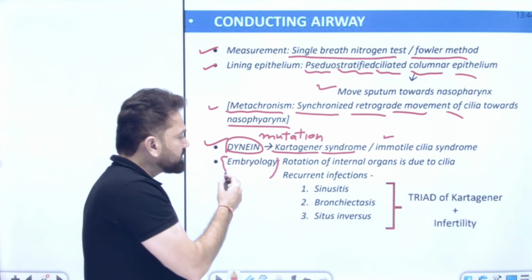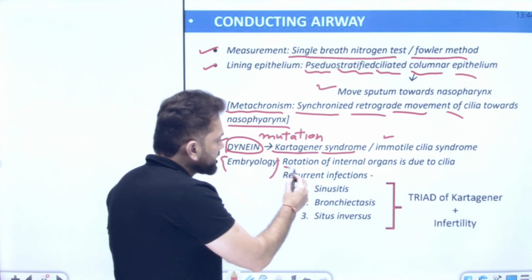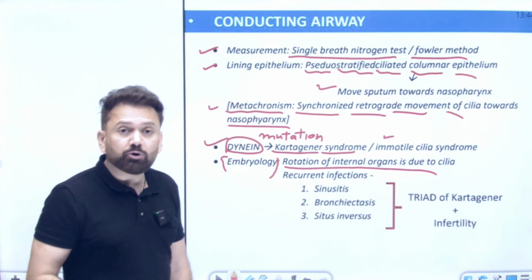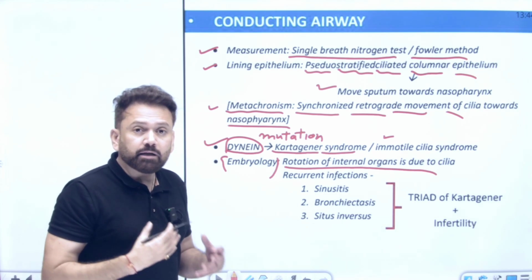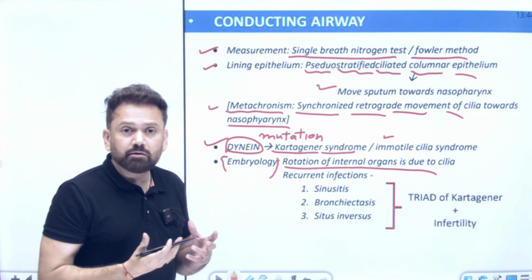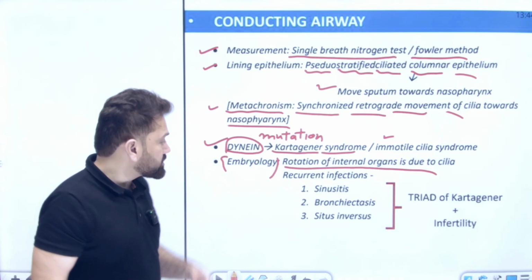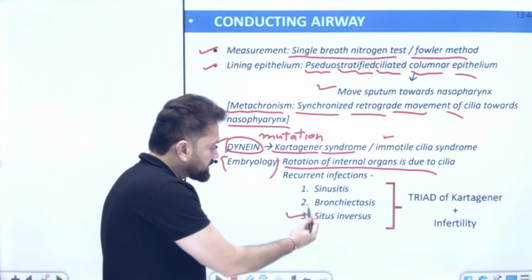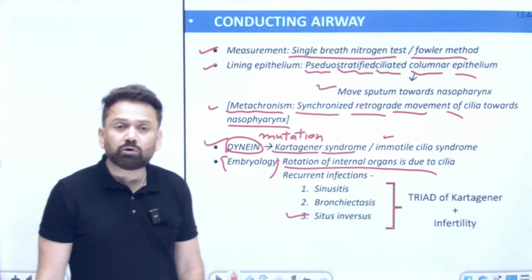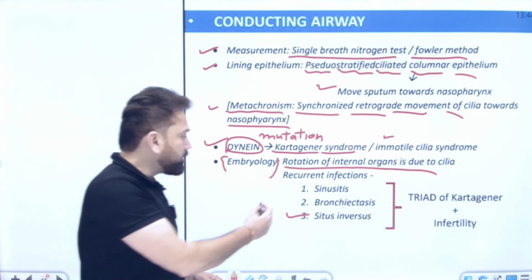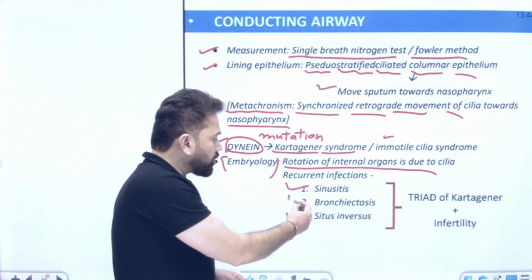So this will be mutated in Kartagener syndrome, and the embryology significance of these cilia is that the cilia and the dynein protein are important for rotation of internal organs. So if there is a mutation of dynein, internal organs will not be rotated. The lung will be in a different direction, the liver will be in a different direction, and this is called situs inversus. And because cilia are not working properly, the patient will have sinusitis and bronchiectasis.